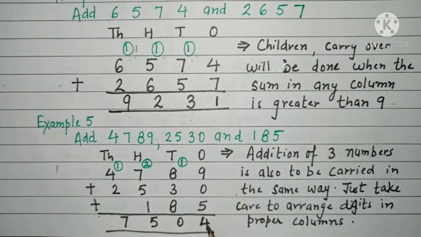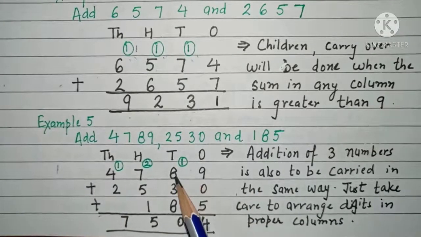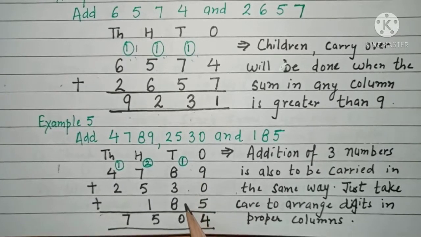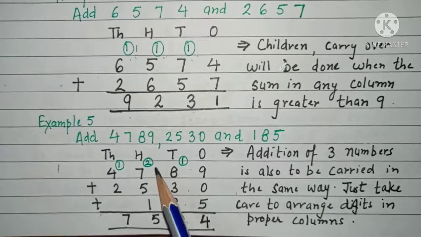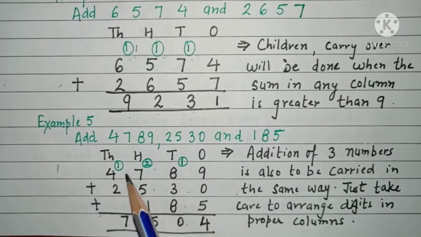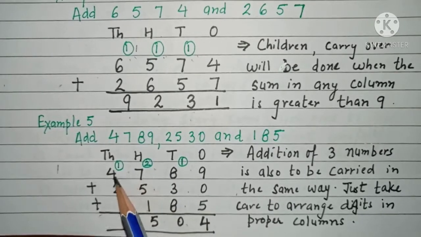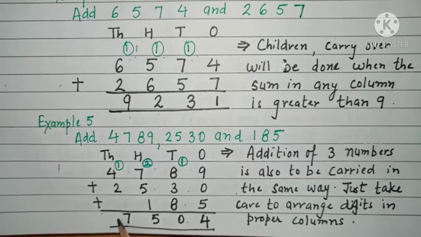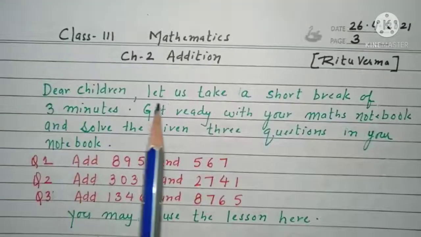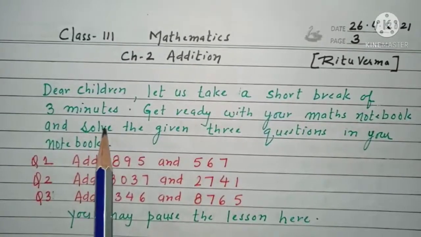9 plus 5 is 14, 4, 1 carry over. 8 plus 1, 9, plus 3, 12, plus 8, 20, 0, 2 carry overs. 7 plus 2, 9, 9 plus 5, 14, plus 1, 15, 5, 1 carryover. And then 4 and 1, 5 plus 2, 7. The required answer is 7504.